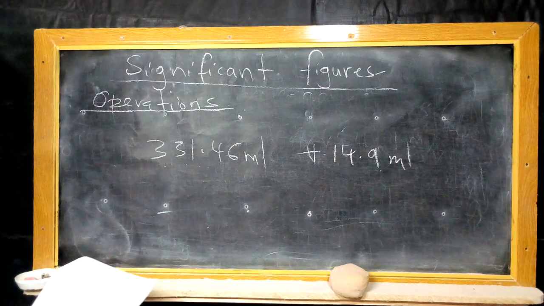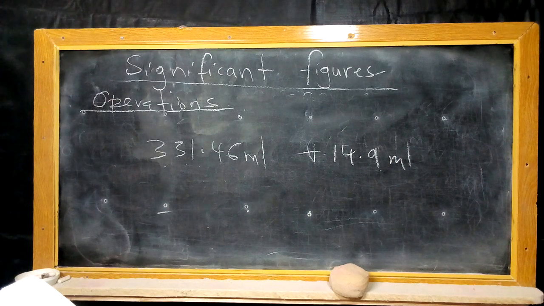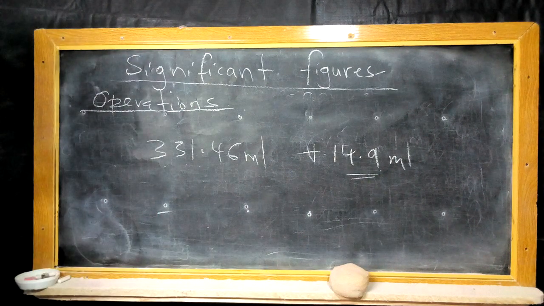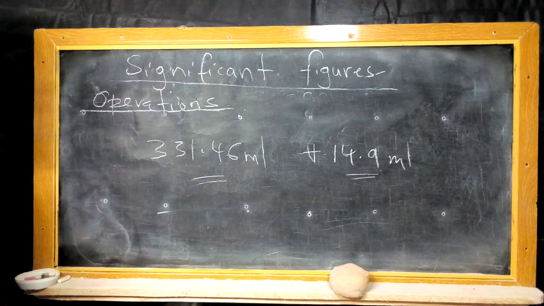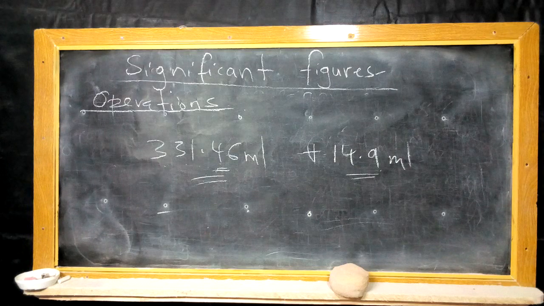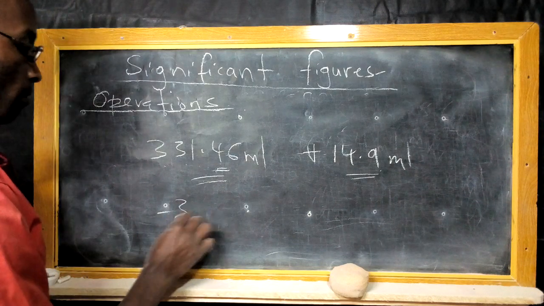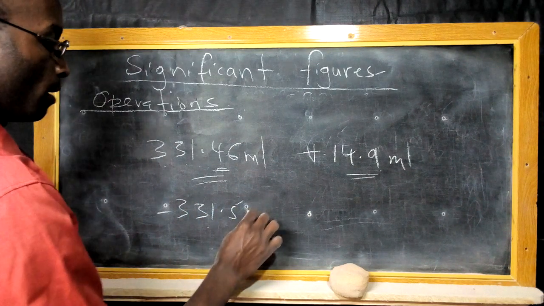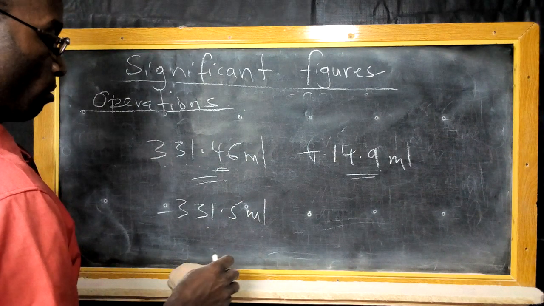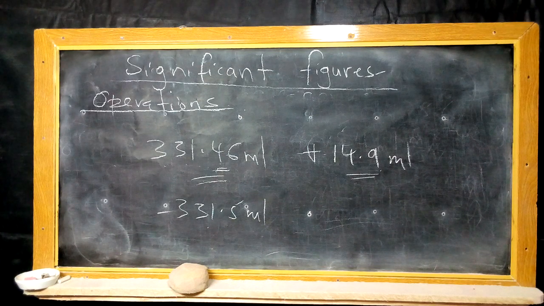So if we try to add this value, the first thing that we're going to do is express this number so that it matches the number of significant figures in that. So we consider that condition that we have already discussed for rounding off, and say that this one can be written as 331.5 milliliters. So it has matched that one. So we have expressed it to the precision of the least precise measurement.